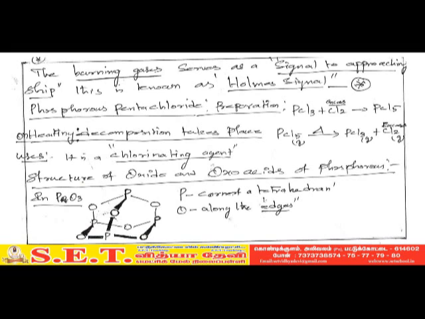phosphorus pentachloride. Phosphorus pentachloride is used as a chlorinating agent.